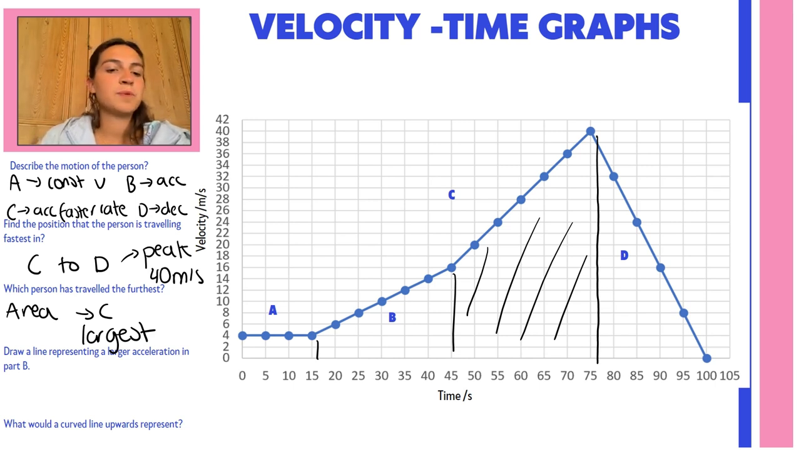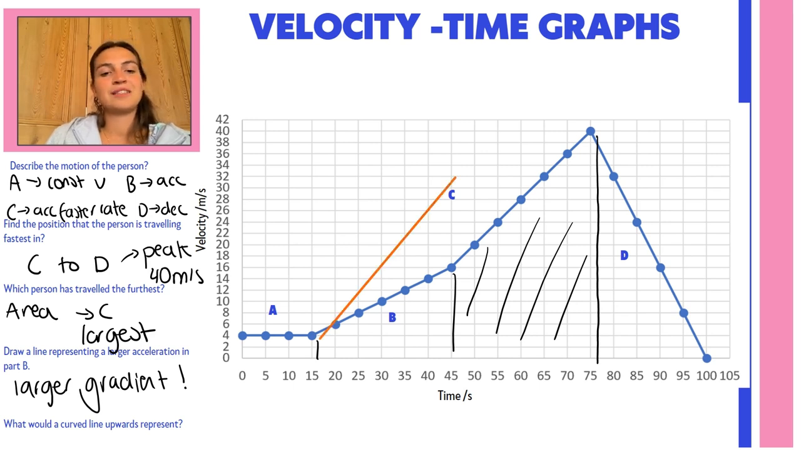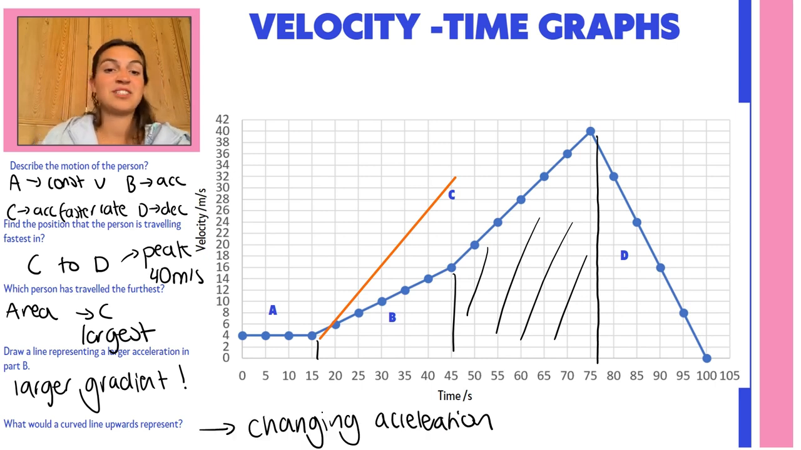Draw a line representing a larger acceleration in part B. Well, we know a larger acceleration would be a steeper gradient, so I draw a steeper line for part B there. And what would a curved line upwards represent? Well, if there were any curved lines on this, that would actually be a changing acceleration.